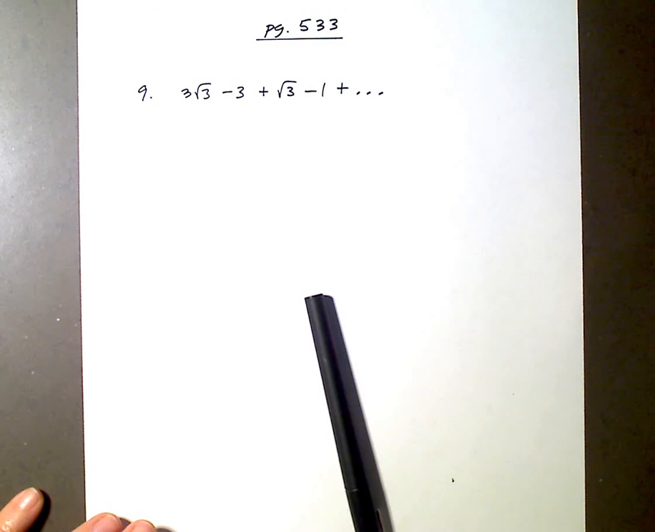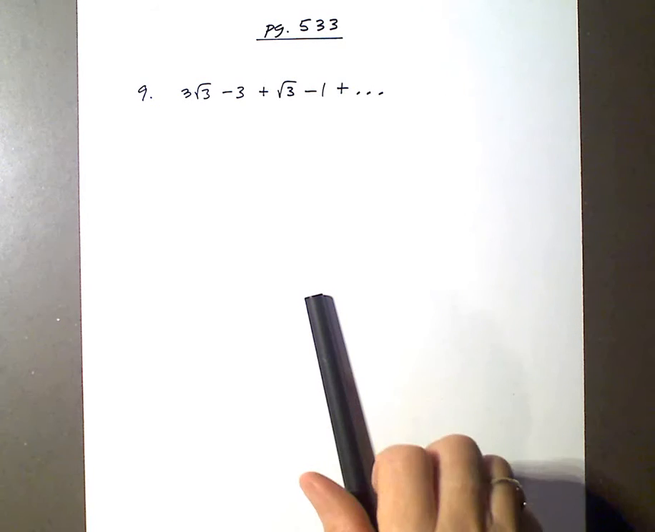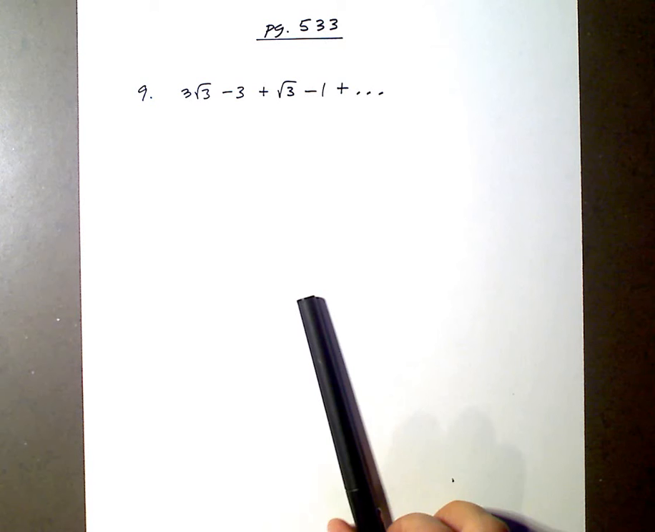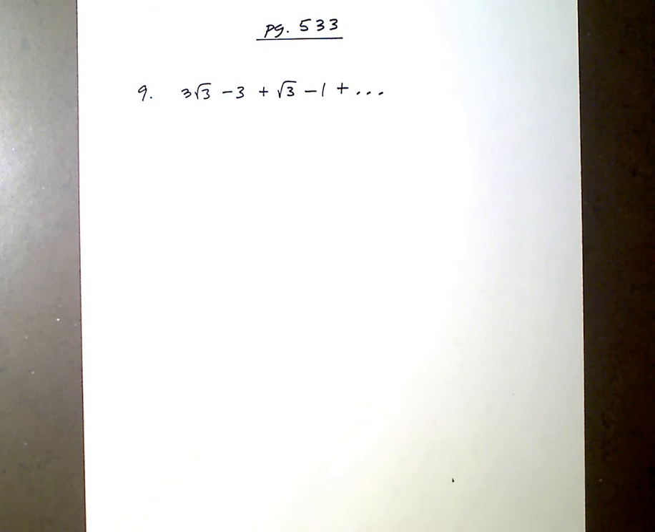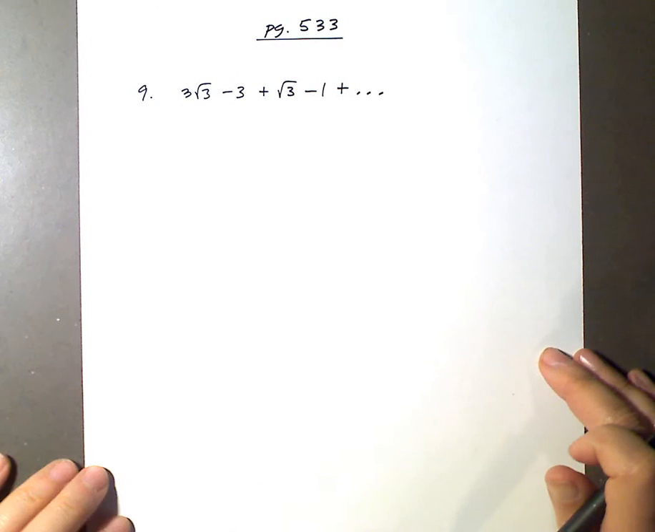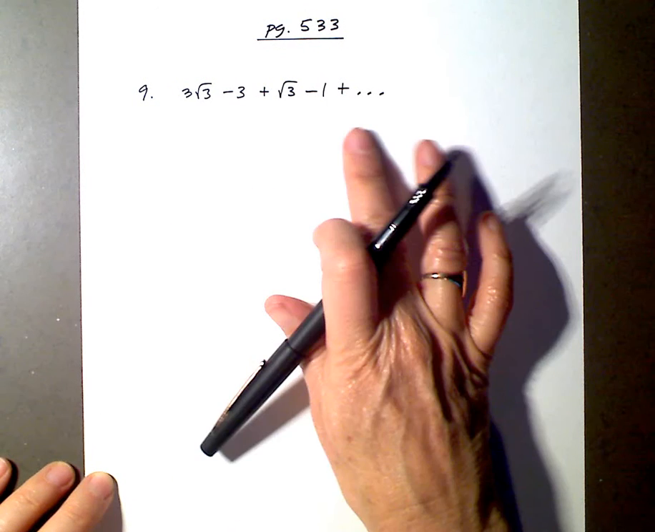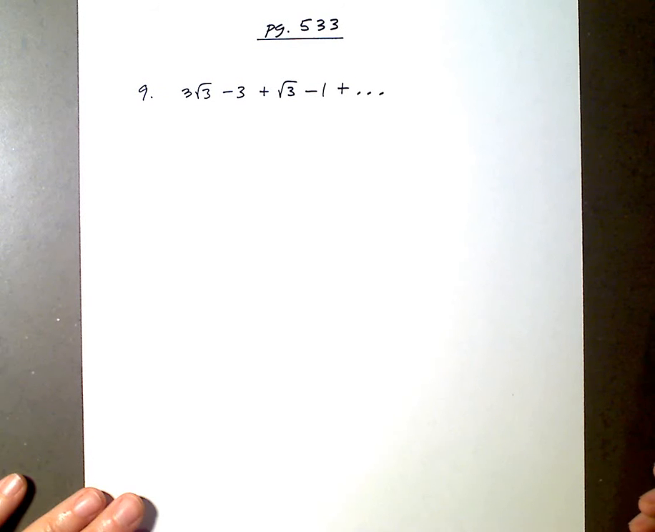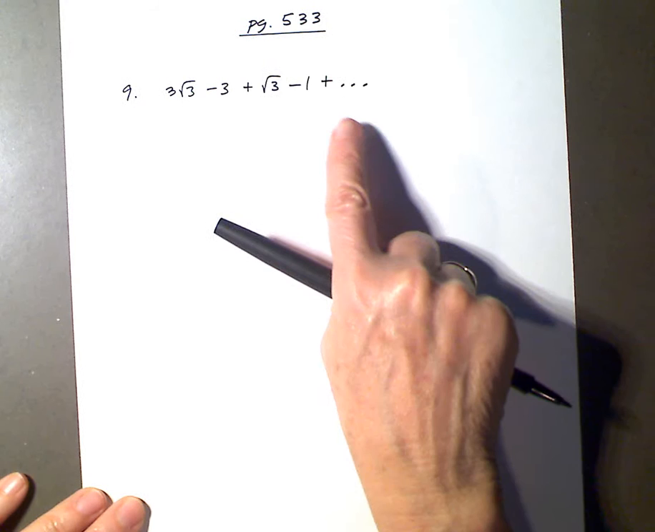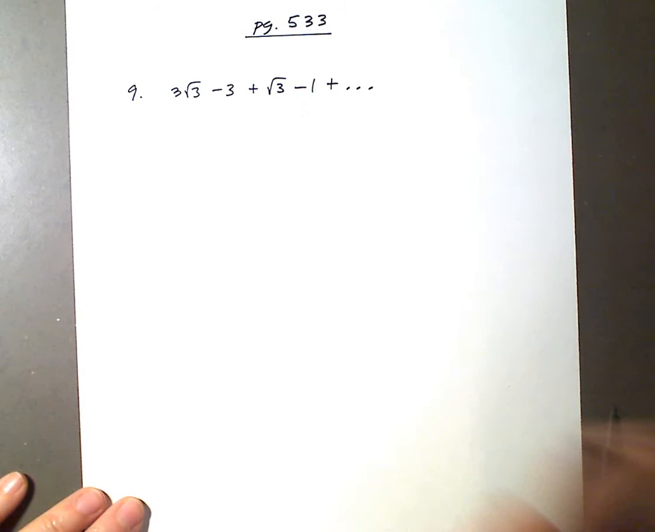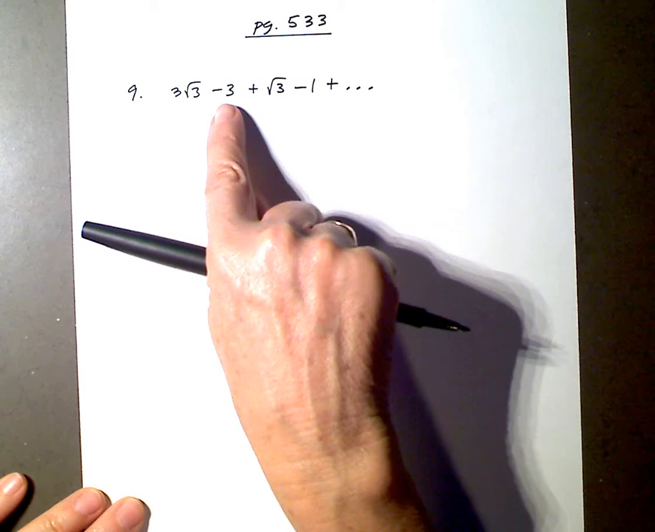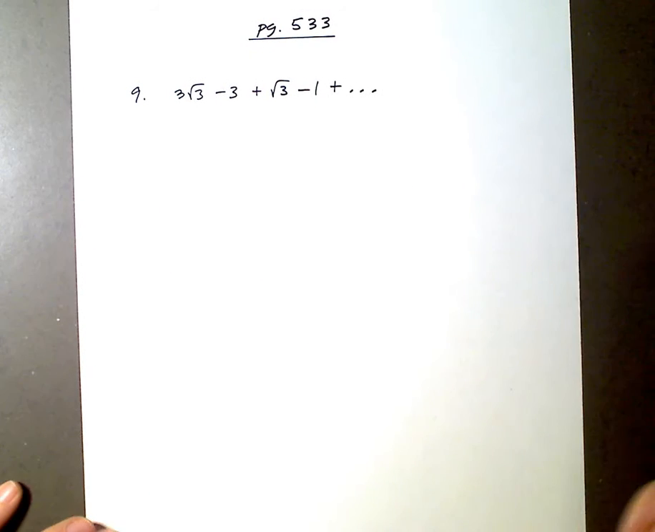This is problem number 9 on page 533, where we're supposed to find the sum of this infinite geometric series if we can, and if the series has no sum, we're supposed to say so. So we're looking to see, does the sum converge to a single, finite value, even though it's an infinite list of numbers. And you see, it appears that they're getting smaller, so we think it is going to converge.